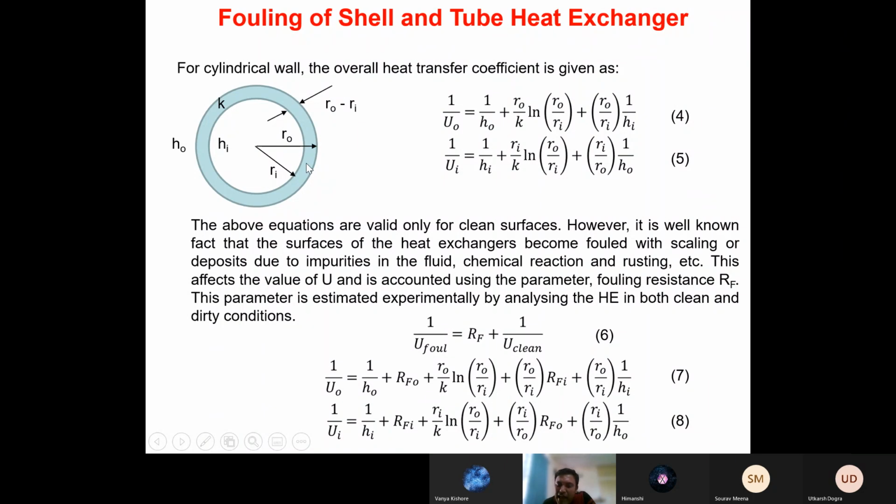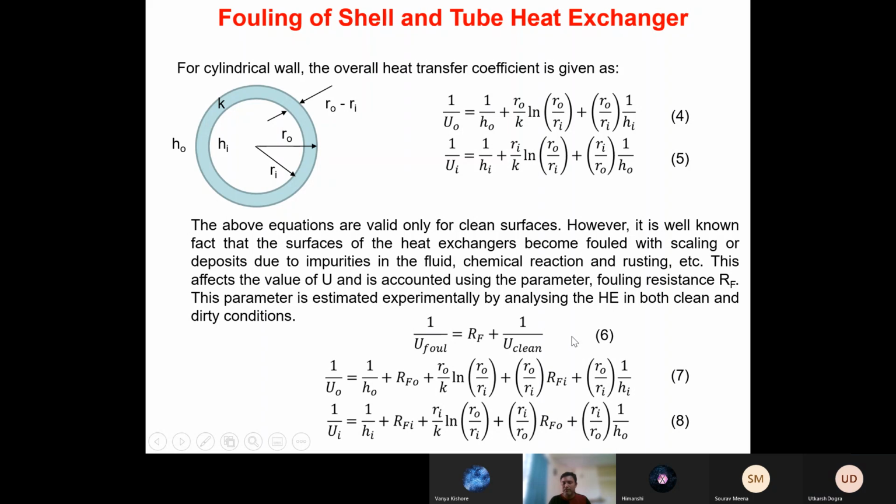Here we multiply by R0 by Ri because this U0 is defined in terms of the outer surface area, and therefore this R0 by Ri we have to multiply here. It is the same way we multiplied R0 by Ri in this 1 by Hi, because this Hi is the heat transfer coefficient for the inside. Can you see the point? Is it clear?